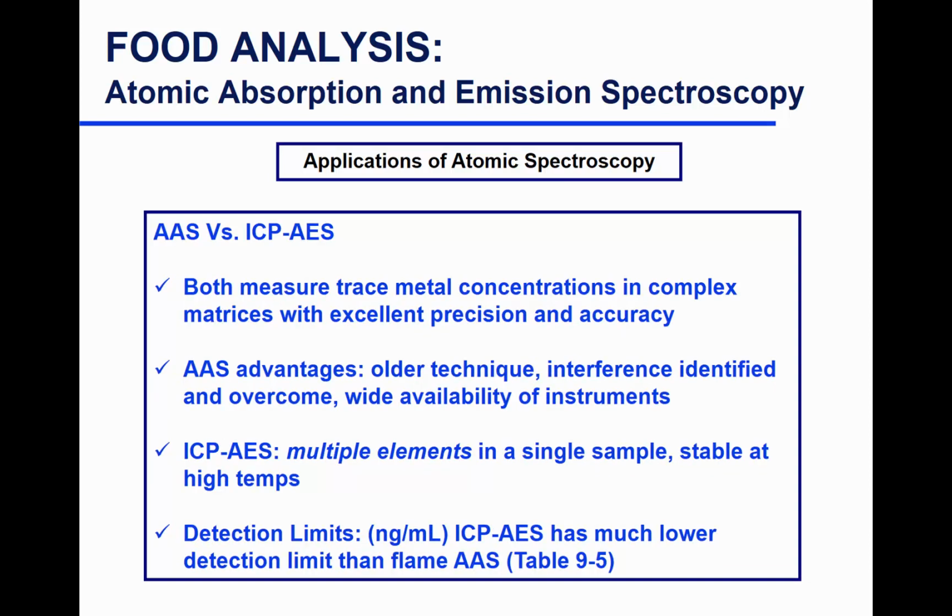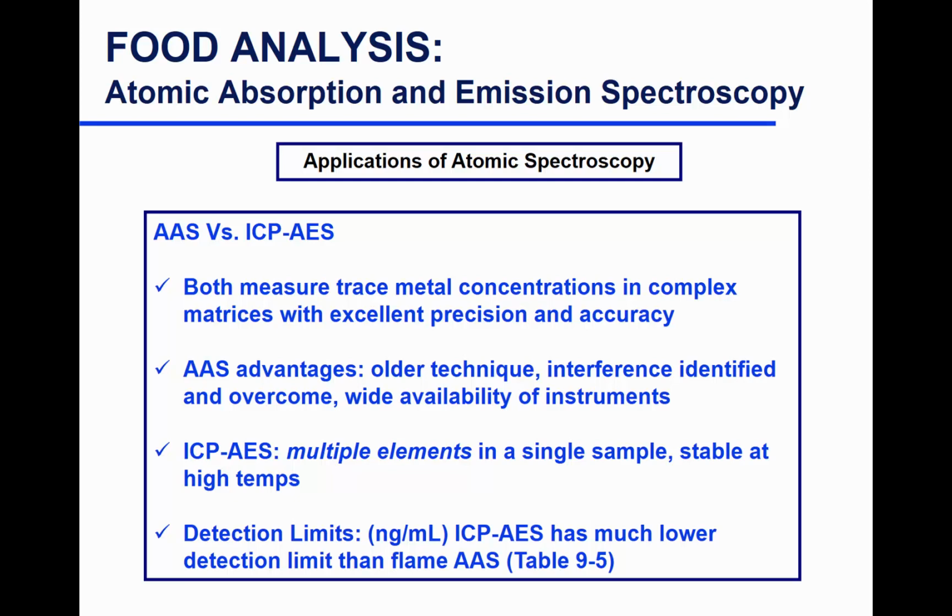Last slide. So here's a comparison. Both measure trace metal concentration. They are of excellent precision and accuracy. However, AA has a little bit of an advantage over ICP because it's an older technique, in the sense that all of the ins and outs have been identified. So interferences have been identified, and we know how to overcome them. It's widely available, a cheaper instrument, so a lot of people still use AA.